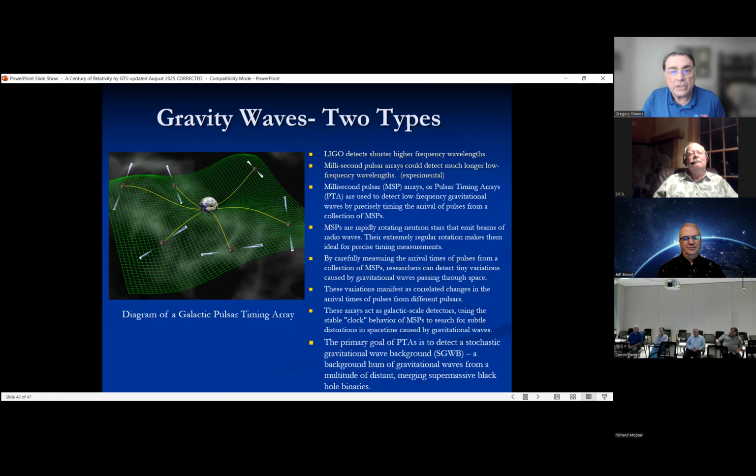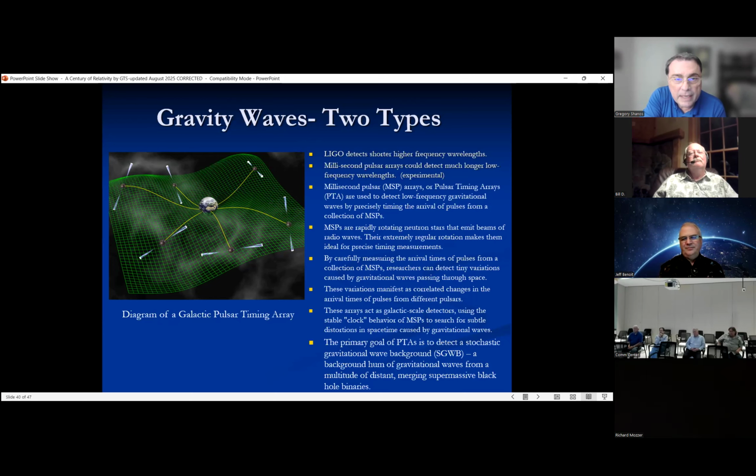And there are actually two types of gravity waves, I found out. The ones detected by LIGO are high-pitched gravity waves. There are also low-frequency gravity waves. I heard a lecture on this, and the speaker gave a nice analogy: the LIGO ones that we detected are like a piccolo in an orchestra, whereas these would be a tuba. Okay, so this is still experimental, but you can use millisecond pulsar arrays.